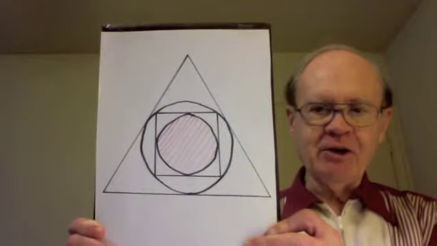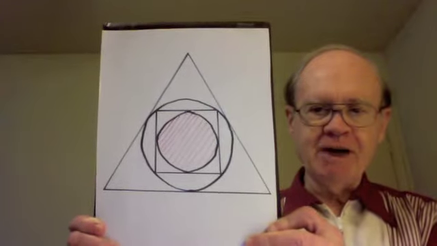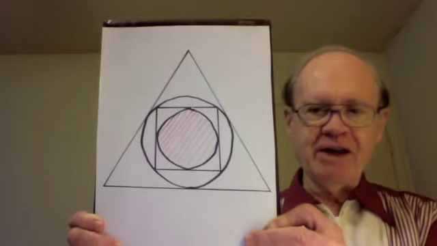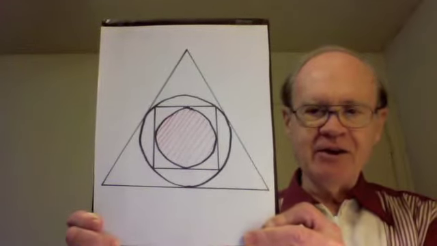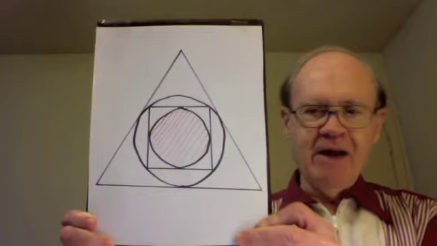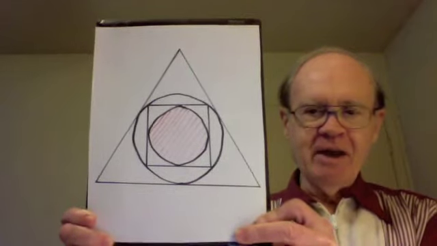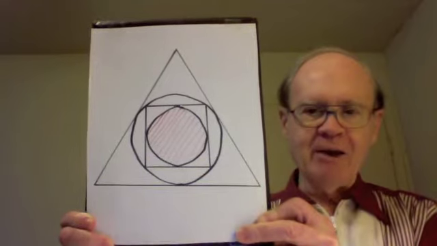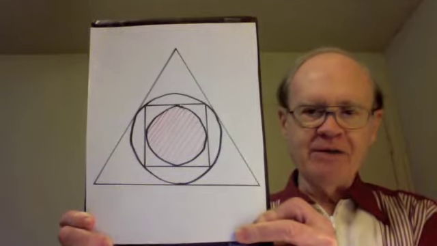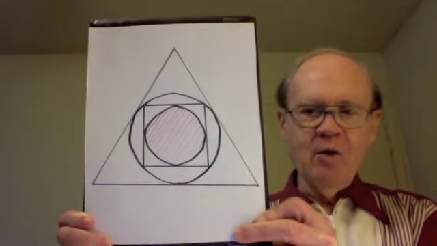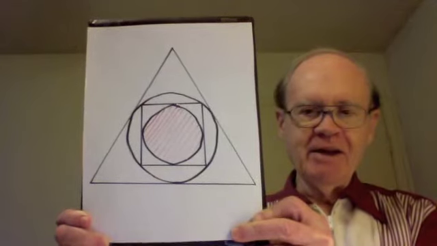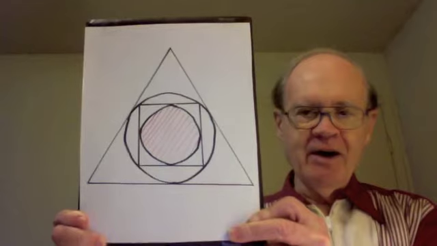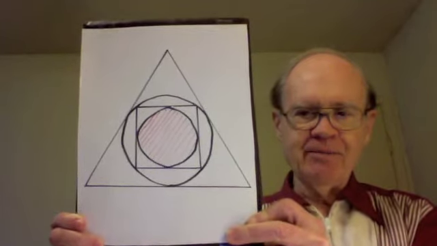Within that circle, touching it at 4 points, a square, and within that square, touching it at 4 points, an inner circle. And the question is, if a point is chosen at random from the area of this triangle, what is the probability that that point is within the area of the inner circle?